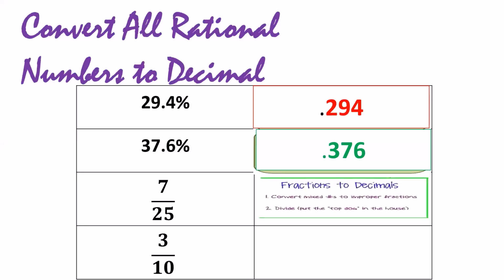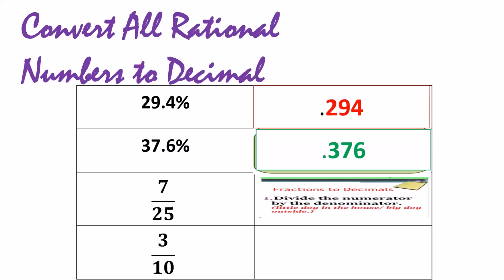Next, we have a fraction to a decimal. We'll convert mixed numbers to improper fractions, and then we'll divide by putting the top dog in the house and the bottom dog on the outside. Now, what I mean by top dog and bottom dog? Fraction to decimal, we'll divide the numerator by the denominator. The little dog is in the house, the big dog is outside.